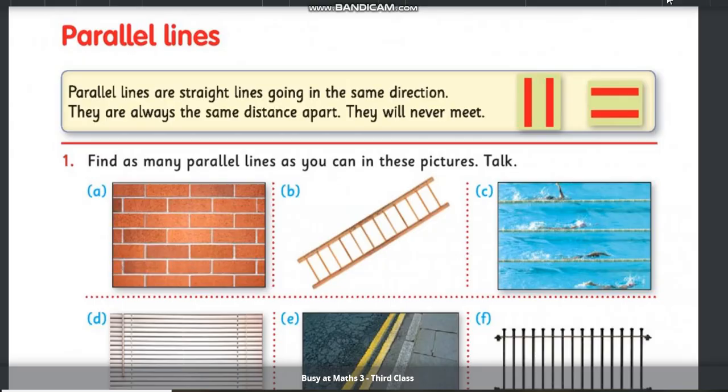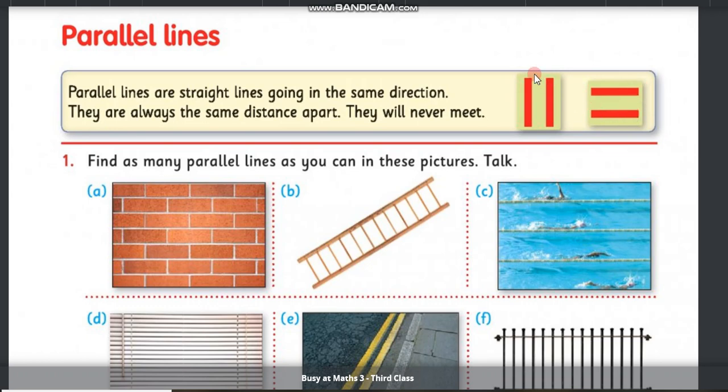So here's page 129 from your Busy at Maths book. Now again, it just reminds you that parallel lines are straight lines going in the same direction. They are always the same distance apart, so they will never meet. And again, two examples of parallel lines. So we have two vertical lines here that are parallel, and here we have two horizontal lines that are parallel.